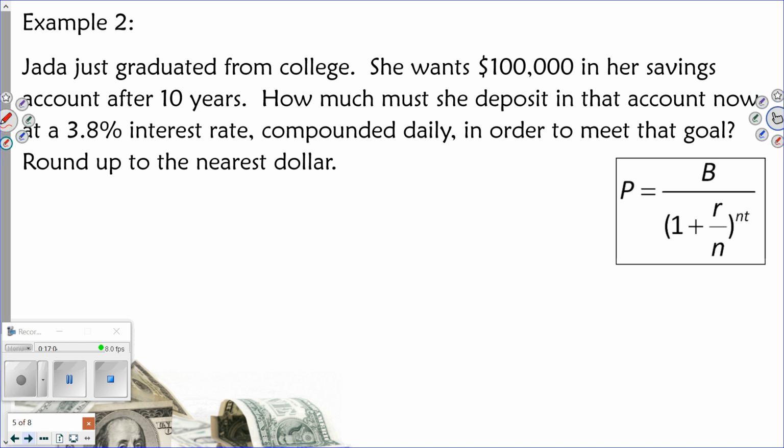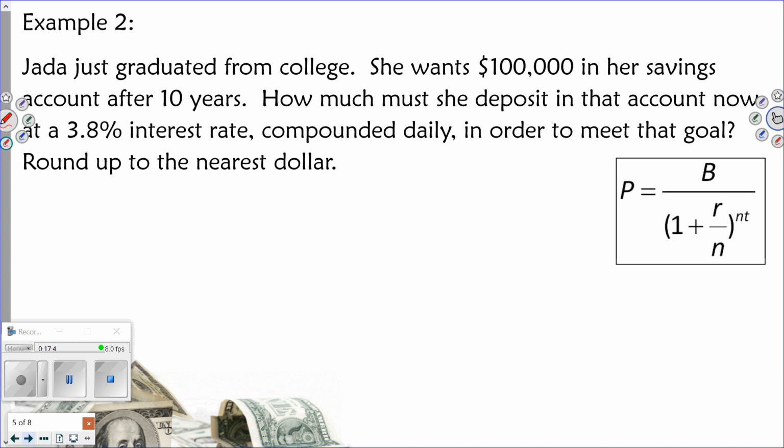All right. Jada just graduated from college. She wants $100,000 in her savings account after 10 years. It's a lofty goal. How much must she deposit in that account now at a 3.8% interest rate compounded daily in order to meet that goal? Round up to the nearest dollar. So she just graduated. She wants to put in money right now so that in 10 years she has that. How often does she put in? She's crazy. But how often does she put money in? She put just once. It just says she's putting money in once, right?